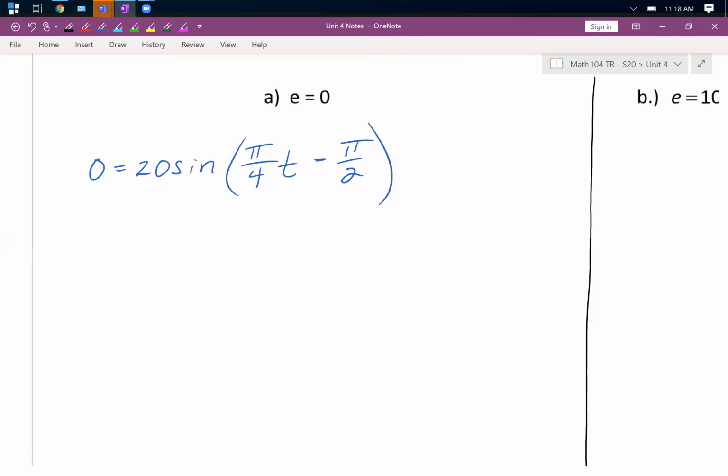Anybody? What should we do first? Well, I know I can't. Oh, go ahead. Should we divide the 20 from both sides? Yeah, we're going to divide both sides by 20 to start.